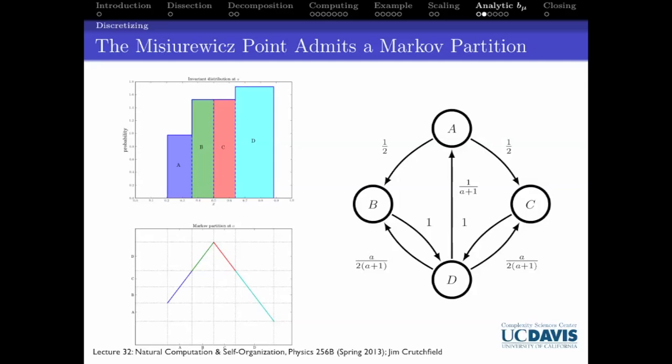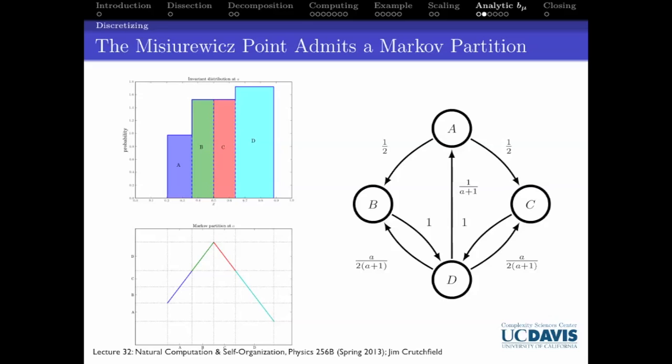Partition A here maps to both B and C. A maps to B and C. B maps to D. C also maps to D. And D maps to A, B, and C. And because these heights are fairly well defined, I mean, it's three uniform pieces here, three flat pieces, we can build the Markov chain fairly easily.